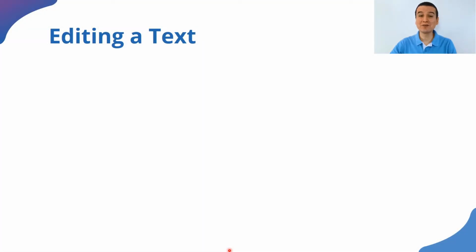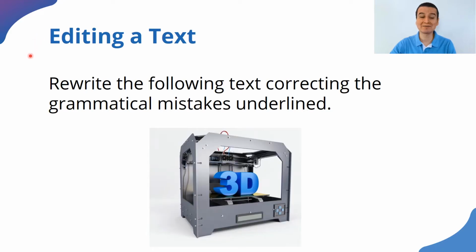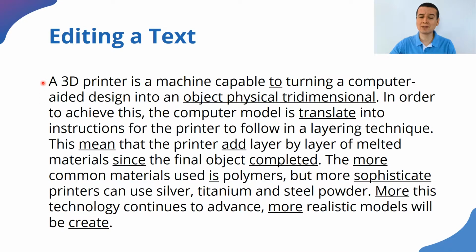Hi, in this video we are going to practice editing a text about a complex machine. That's the activity that I have for you. And here it is. Rewrite the following text, correcting the grammatical mistakes underlined. All right, so the mistakes are underlined there. You have to think, apply everything that you have learned to see what error or what mistake the person has made there and how you are going to fix it.